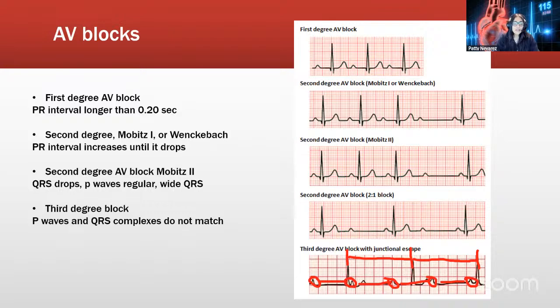And then in second degree and third degree AV block, we are going to see a slowdown of the heart rate and an inconsistency between the ventricle and the atria. There's not a QRS for every P wave, and there's no P wave for every QRS. So they are just not talking to each other, but you should be able to identify the rhythm of the ventricle and the rhythm of the atria. It will be regular among the ventricle, and it will be regular among the atria. So those are going to be the characteristics here.